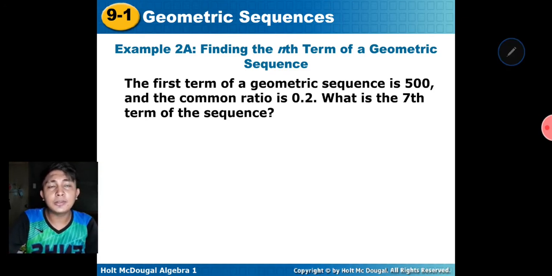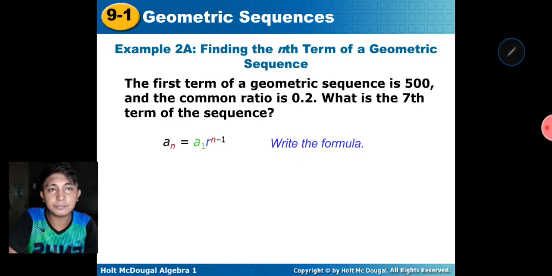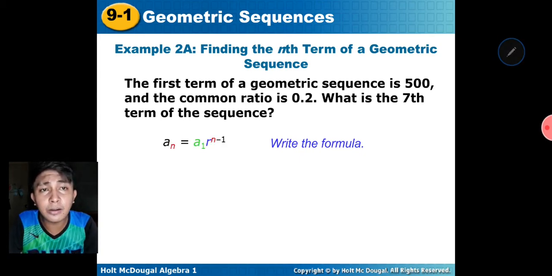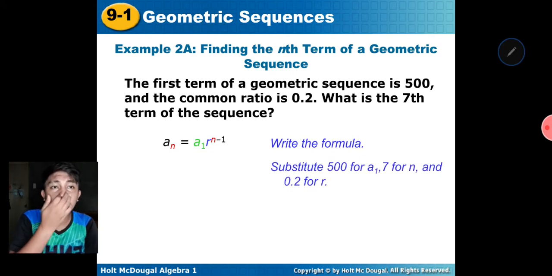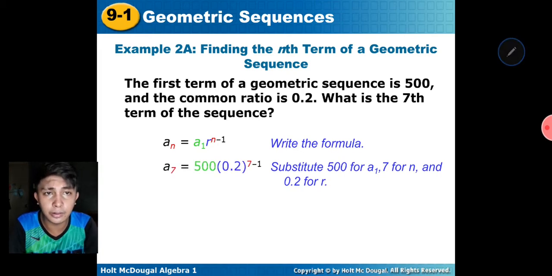Okay, example. The first term of a geometric sequence is 500. The common ratio is 0.2. What is the seventh term of the sequence? So, identify natin muna kung ano yung mga given data. So, we have 500 being the first term. The common ratio is 0.2 and 7th term ang hinahanap natin. So, we use the formula a sub n is equal to a sub 1 times r raised to n minus 1. So, substitute 500 for the first term, 7 for n, and 0.2 for r.